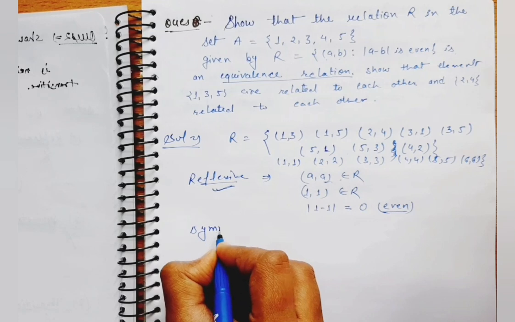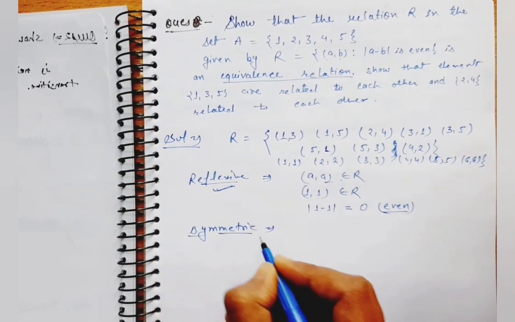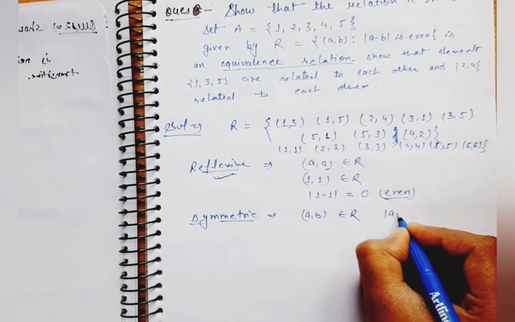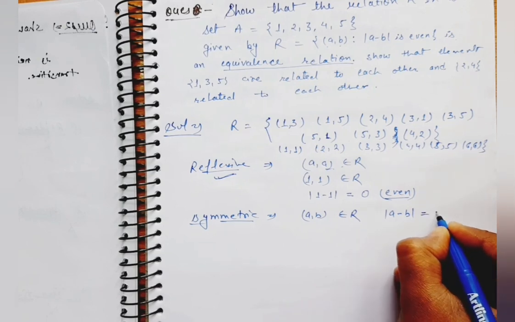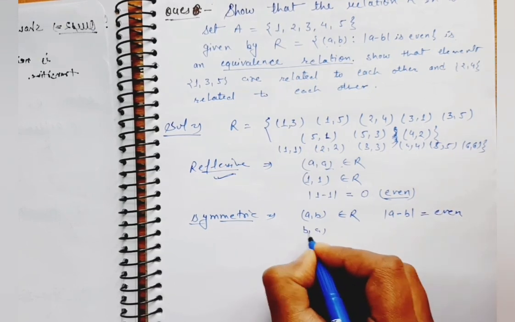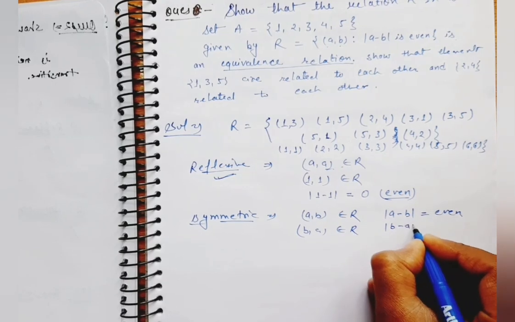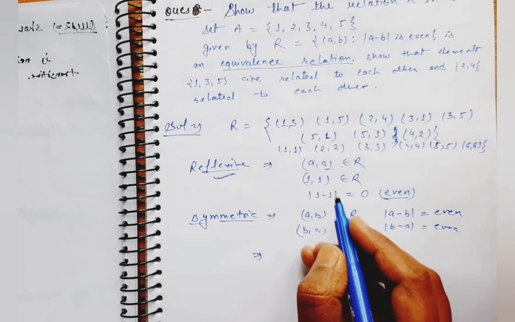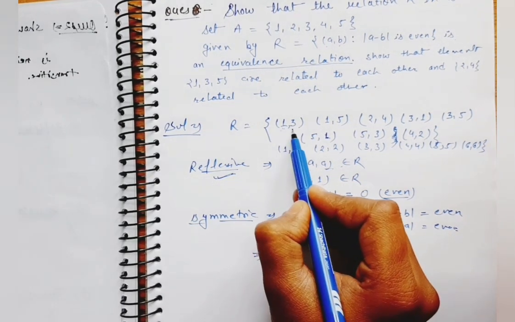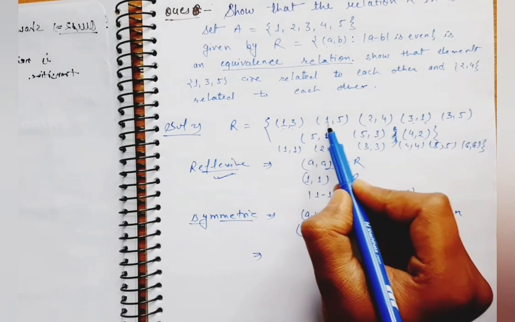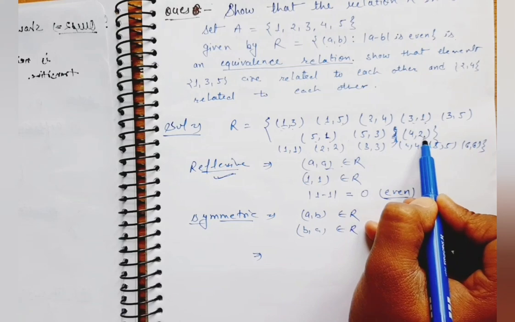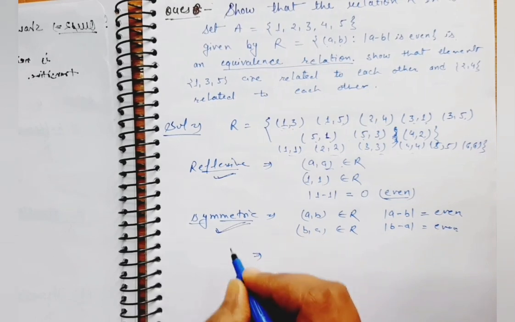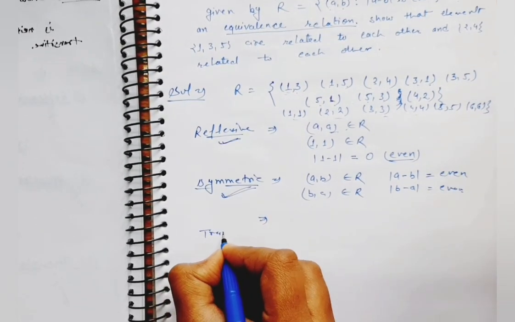Now we will check the symmetric relation. For every (A, B) belonging to R, that means mod of A minus B is an even number, so (B, A) also belongs to R, that means mod of B minus A will also be an even number. For this, we check that (1, 3) is here and its reverse (3, 1) is there; (1, 5), (5, 1); (2, 4), (4, 2); (5, 3), (3, 5); and all the reflexive elements are always symmetric. So it is symmetric here.